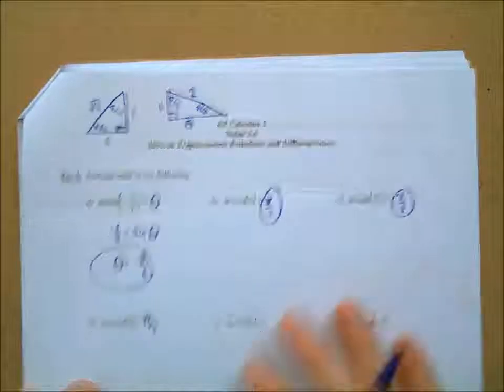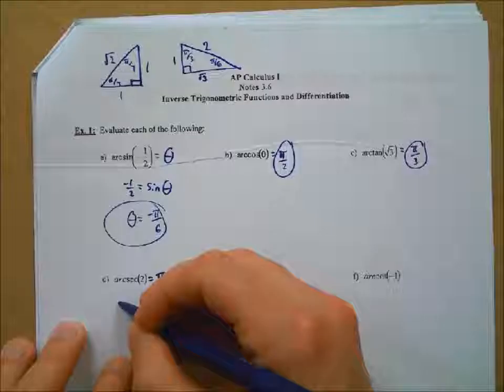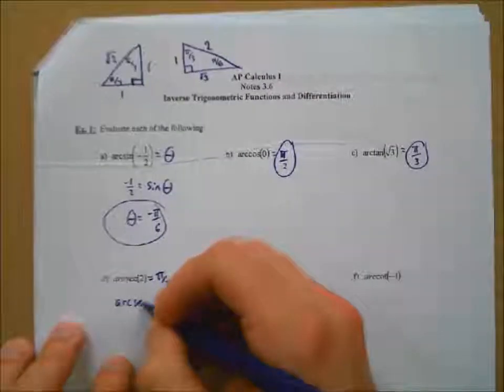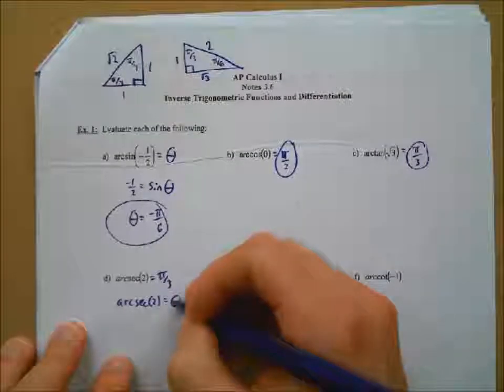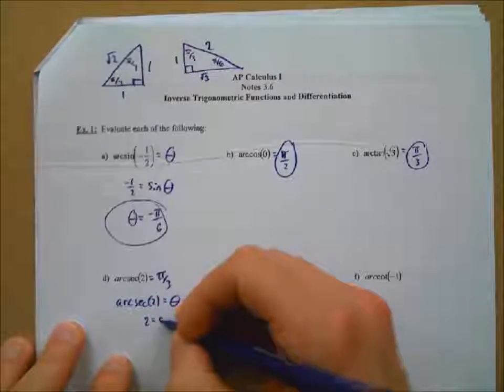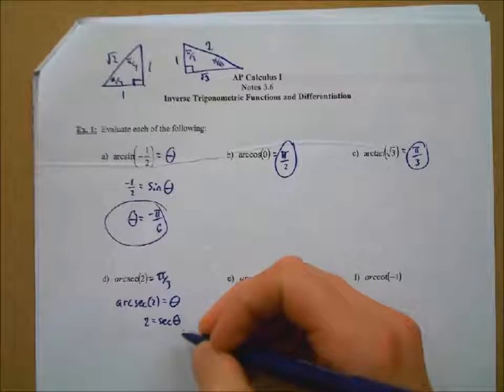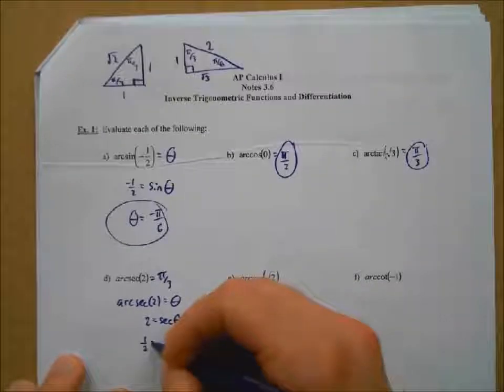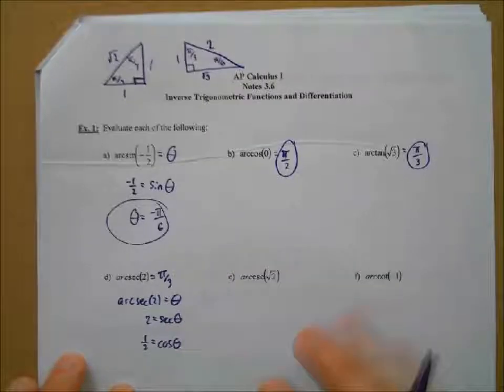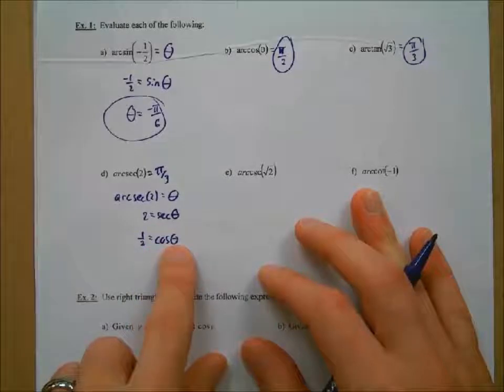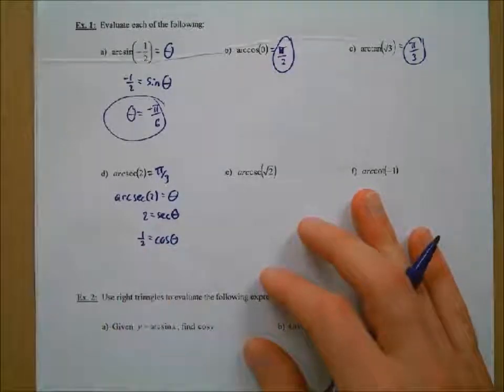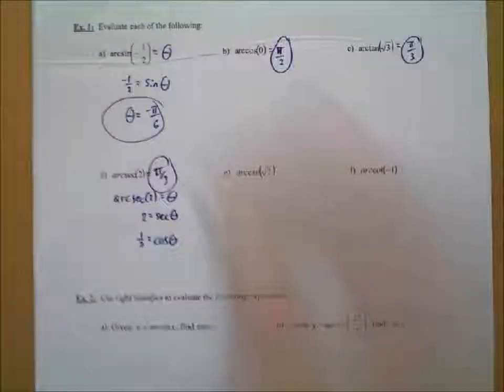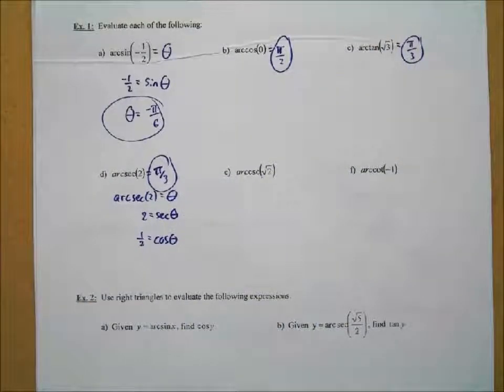Okay, you could also rewrite it and write, okay, arc secant of 2 equals some angle theta, which means that 2 equals the secant of theta, or reciprocal, 1/2 equals the cosine of theta. So asking the arc secant of 2 is the same thing as asking cosine of what gives us 1/2 there. And so then we can see, okay, it's going to be pi over 3.